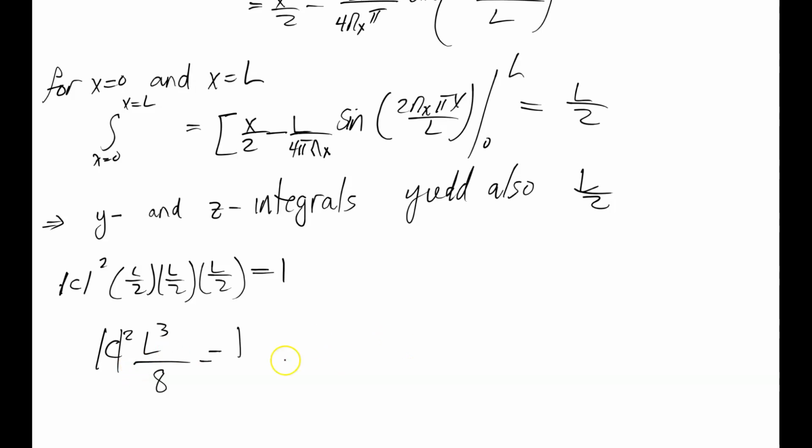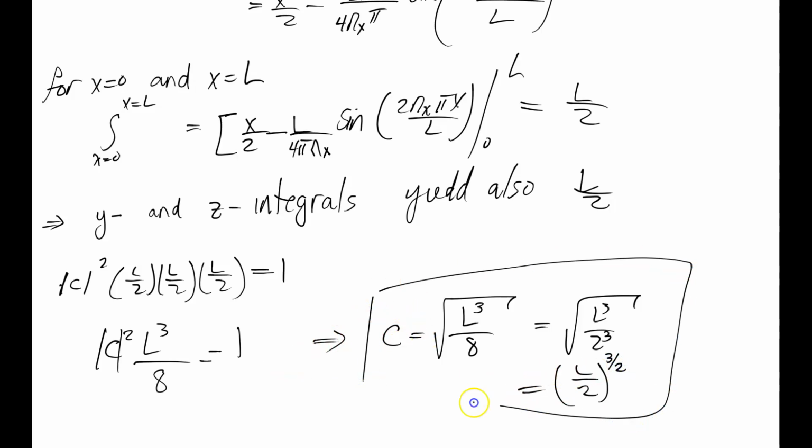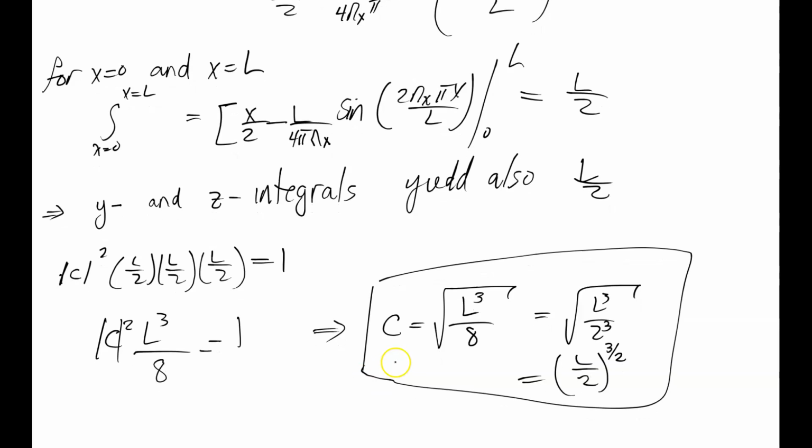or that means that c equals the square root of L cubed over 8, which we can rewrite as L cubed over 2 cubed, and then we write this as L over 2 to the 3/2 power. So either one of these ways will work.